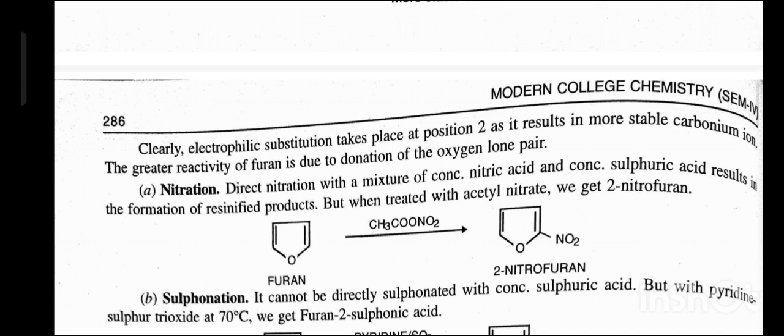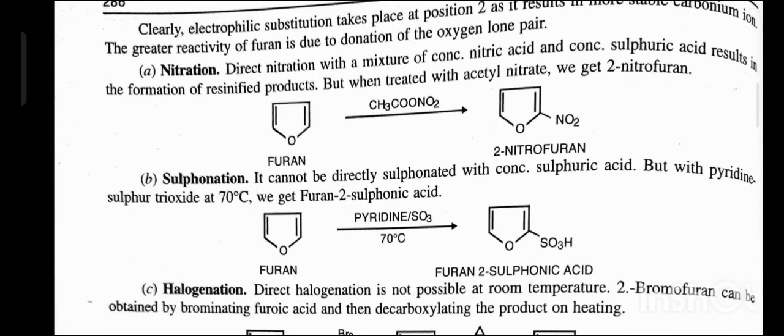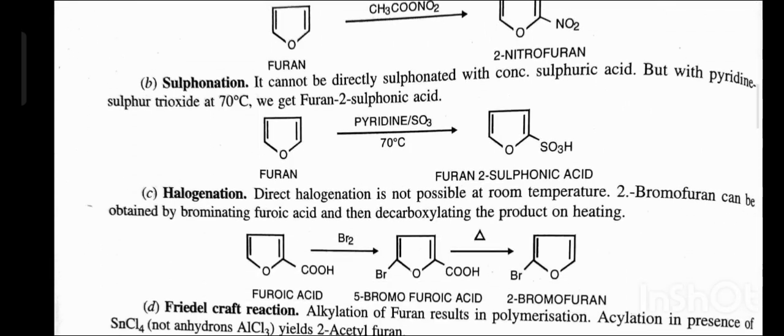A. Nitration. Direct nitration with a mixture of concentrated nitric acid and sulfuric acid results in the formation of a resinified product. But when treated with acetyl nitrate, we get 2-nitrofuran. B. Sulfonation. It cannot be directly sulfonated with sulfuric acid, but with pyridine sulfur trioxide at 70 degrees Celsius, we get furan-2-sulfonic acid. Halogenation.